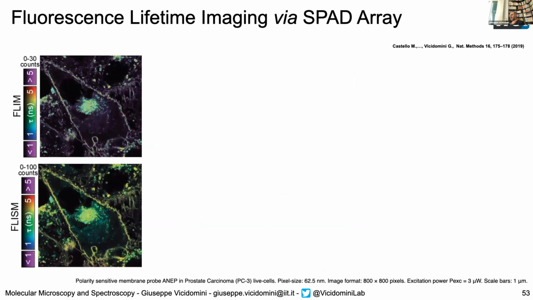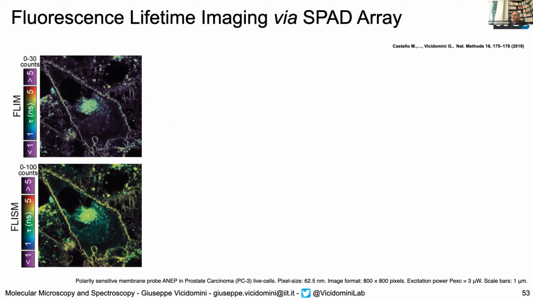Another example in the context of lifetime is here, in which we image a live cell. Again, one of the major characteristics of this kind of technique that I'm proposing is the fact that you can do live cell imaging in a pretty easy way, like you typically do with any other conventional microscope. That's an example in which we use a polarity sensitive membrane probe, the ANEP, in order to monitor the lipid order of the different membranes. That's a lifetime image for conventional confocal microscopy, and that's a lifetime image for our image scanning microscopy.